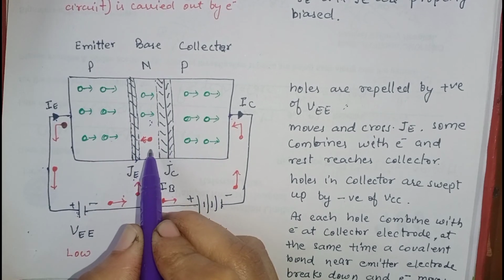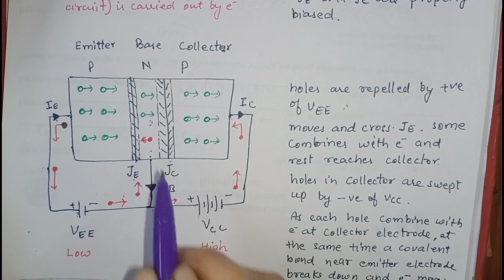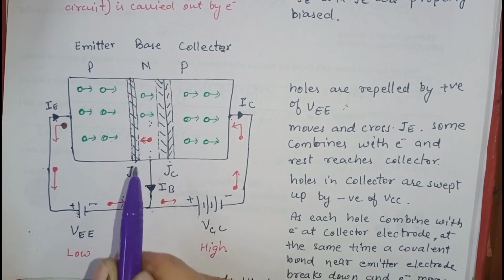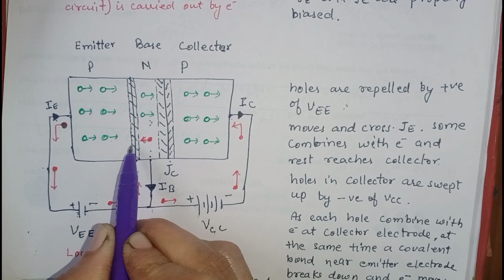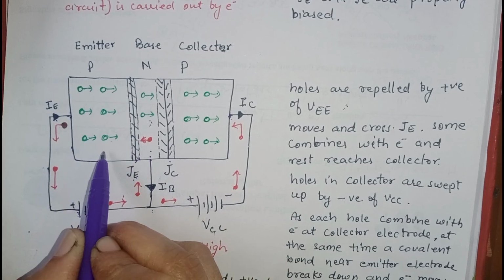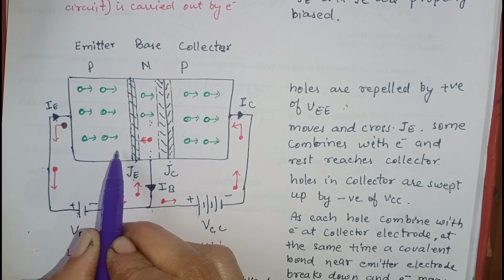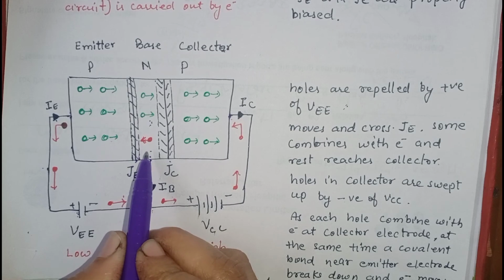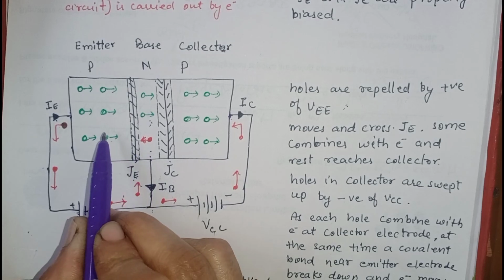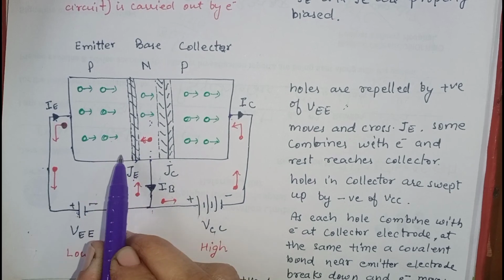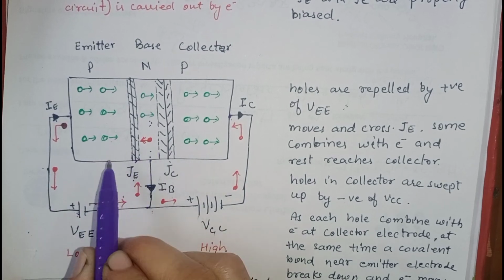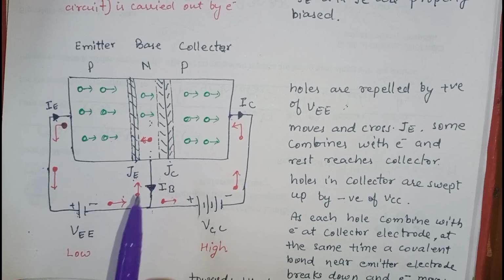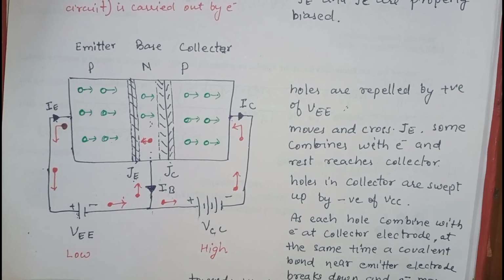Now in the base region, the majority charge carriers are electrons, and this junction is forward bias, so they move towards the junction, cross the junction and reach the emitter region. This constitutes the electron current. But because these are very few, the electron current is very small as compared to the hole current, so this electron current is neglected for all practical purposes.